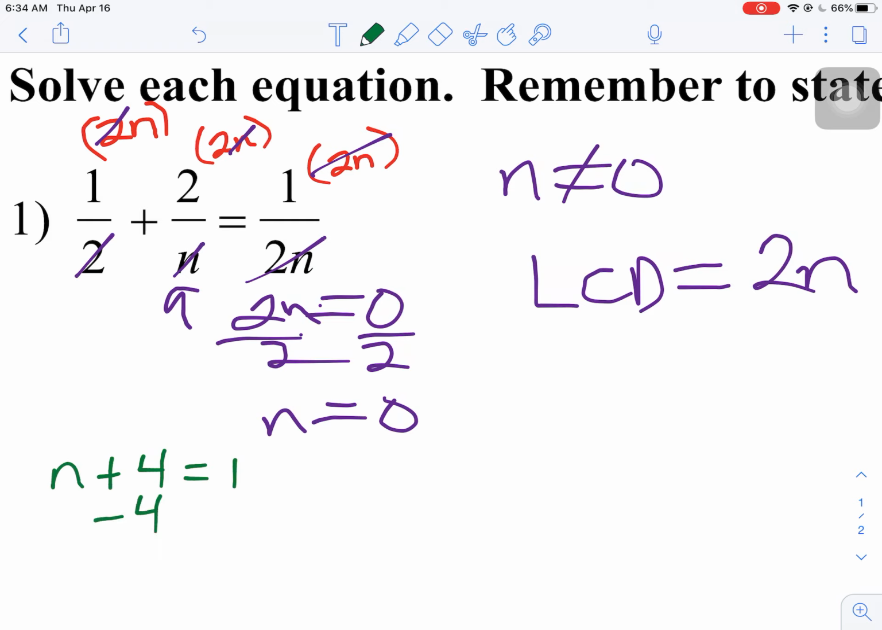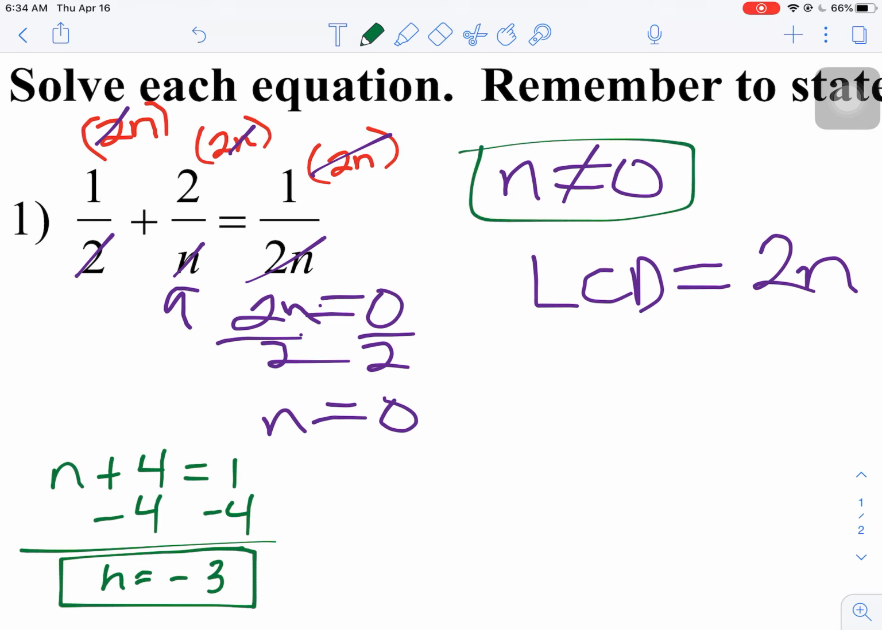So minus 4, n equals -3. And then we always want to double check and make sure that our answer wasn't a domain restriction. So n equals -3 is fine because our only domain restriction was the fact that n could not be equal to 0.